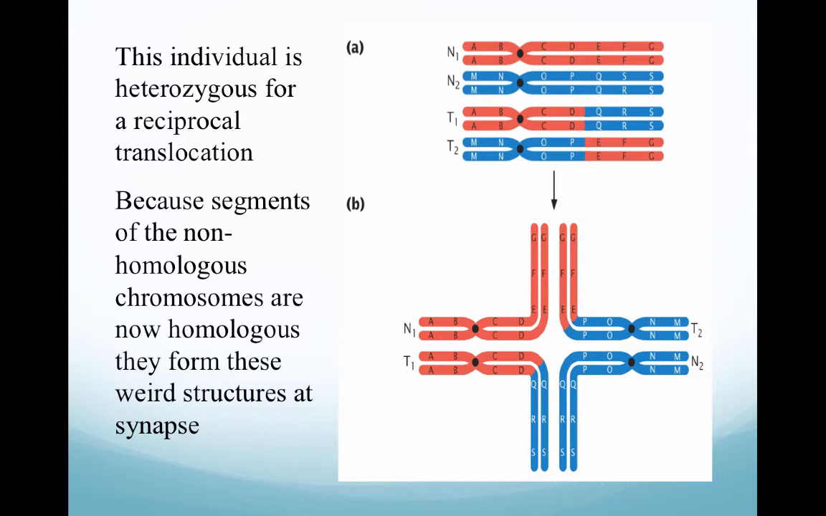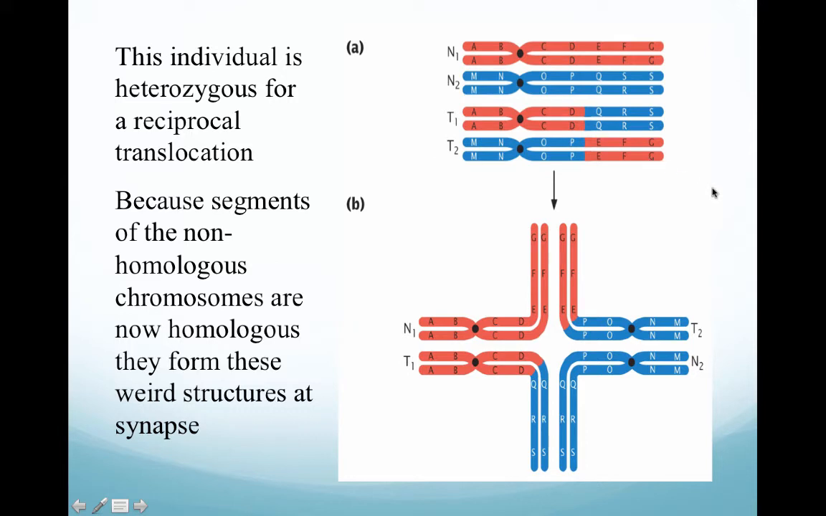So if we look at an individual that's represented by this figure on this slide, this is a reciprocal translocation that's taking place. We've got a normal chromosome number 1 in red, a normal chromosome number 2 in blue, and then we've got another set of chromosomes that have a translocation taking place. So we've got translocation chromosome number 1, translocation chromosome number 2.